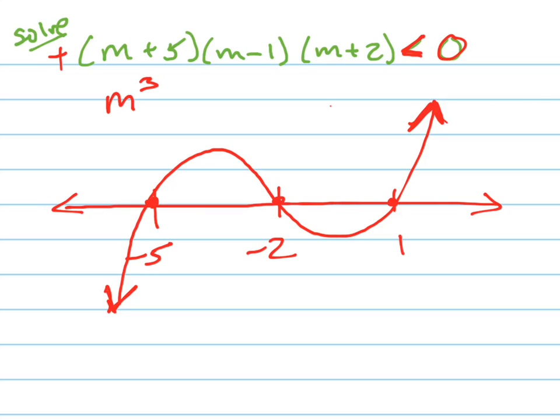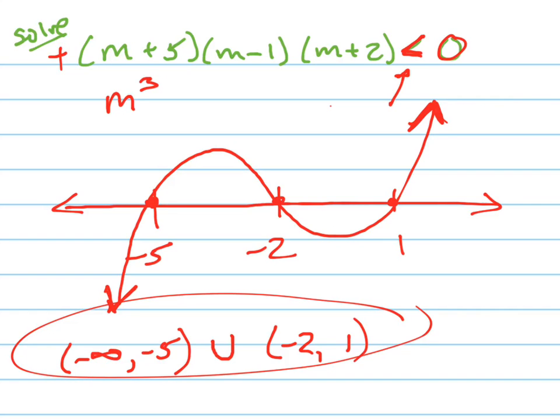Negative infinity to -5. Let's write it in interval notation. Negative infinity to -5. Inclusive or non-inclusive? Not inclusive, because there's no equal to sign up here. Then where? Union -2 to 1. -2 to +1. That's your answer. Okay.